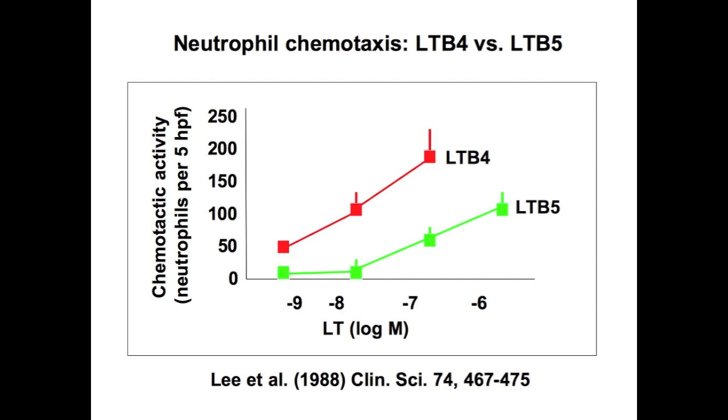So this is increasing movement as a function of increasing concentration. Leukotriene B4 is good at doing that. Leukotriene B5 is much, much less potent. You need maybe 100 times as much to elicit the same effect. So typically, the chemicals made from eicosapentaenoic acid are weak in their action compared to those made from arachidonic acid.